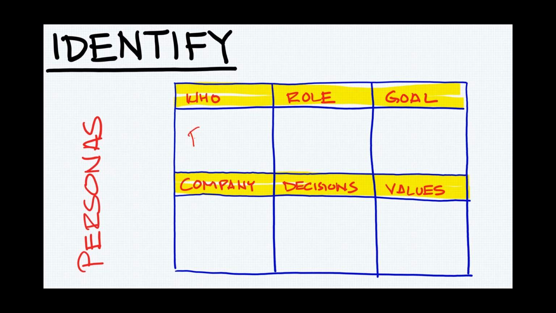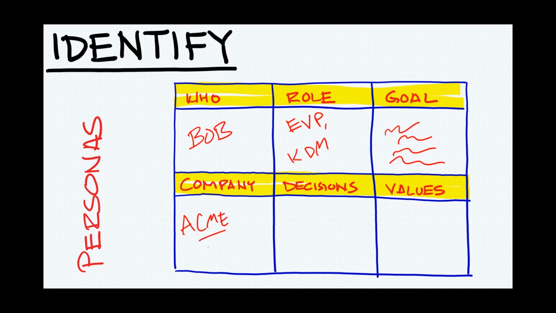Well, I'm doing a map for Bob. And what is Bob's role? Bob's the executive VP, and he's the key decision maker on this project. What is Bob's goal? What is Bob hoping to accomplish? And that's kind of an organizational question, but it's also kind of a personal question. So Bob has some goals that we're going to capture and make sure we stay focused on. What do we know about the company? Tell me about the company. Well, he works at Acme, and here's some things about Acme.